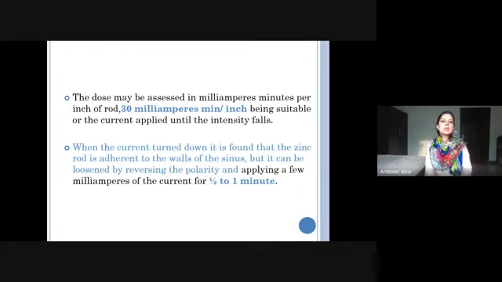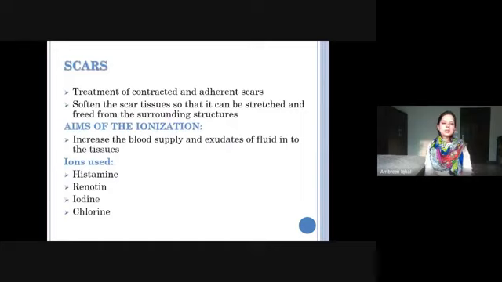We can also deal with scars with the use of medical ionization. Scars are adherent, fibrous portions of the skin. You can treat them this way, as it is going to cause vasodilation, so it softens the scar tissue so that it can be stretched and freed from the surrounding structures. The aim of the ionization in this case is to increase the blood supply and the exudation of fluid into the tissue. The ions we can use for these purposes are histamine, rhinotine, iodine, and chlorine.